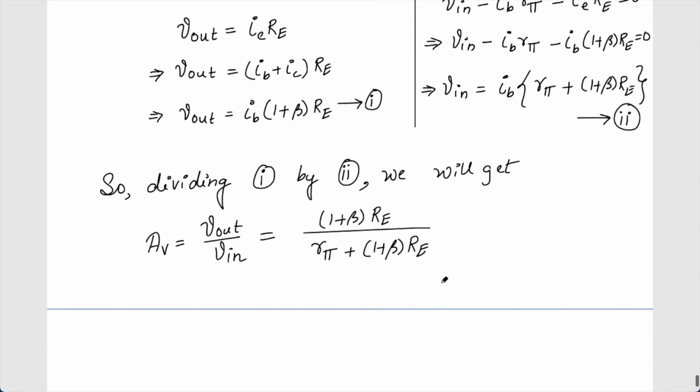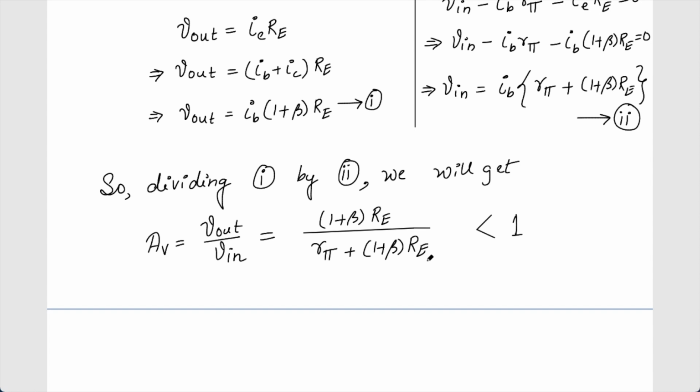Note that in the expression of the gain, I have these two terms here and this additional term R pi. So the expression of the gain is always lesser than 1. It is very clear, right? So the gain of the common collector amplifier will always be less than 1, and it cannot be greater than 1.